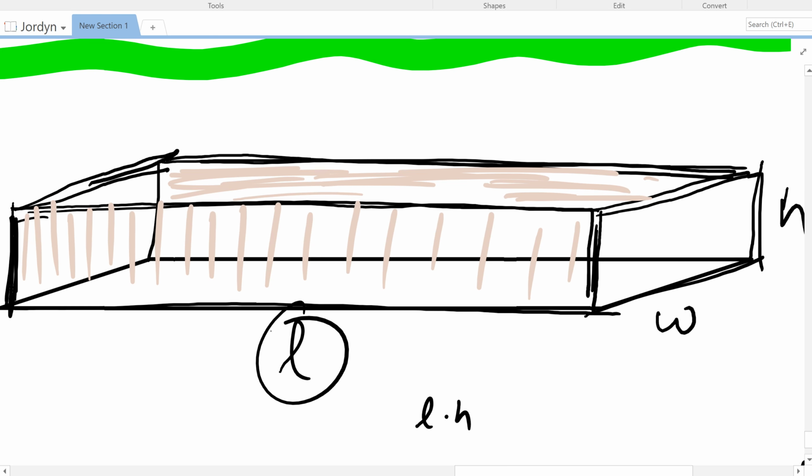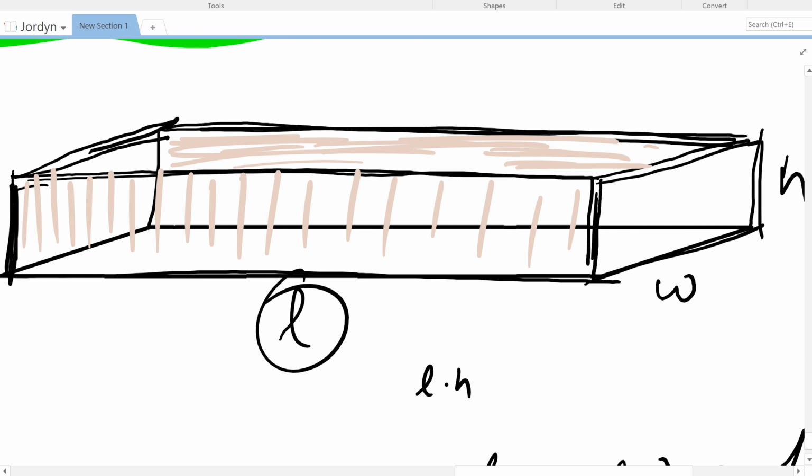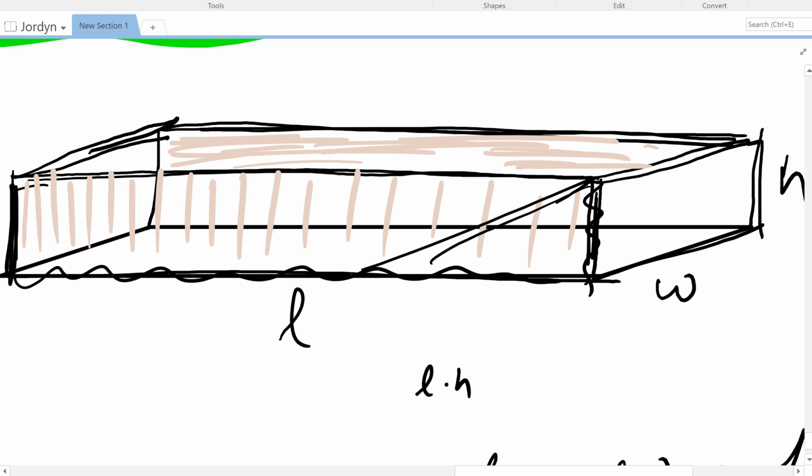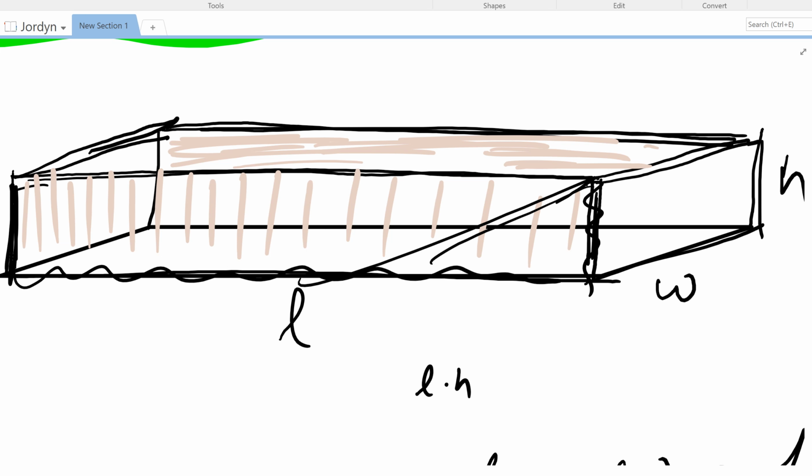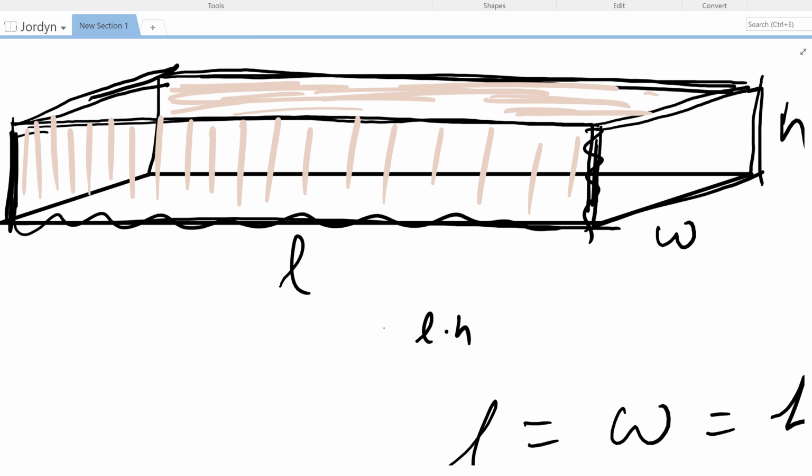So L multiplied by its height. The length is this much. When you multiply it by height, you will get this surface area. Good? Can you imagine that, Jordyn? So we have 2LH plus 2HW plus 2WL.